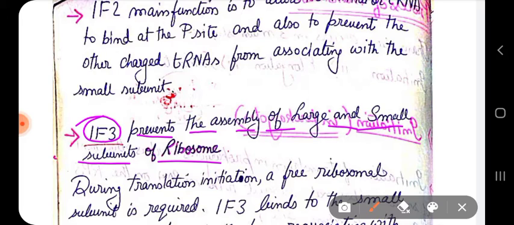So you can see here what IF3 does. It does not allow the large and small ribosomal subunits to come and bind. So it is needed for the initiation process, so that the initiation factors arrange themselves so that our initiator tRNA can bind to the P site. Then only IF3's job is over, and it goes off from the initiation complex, so that your large ribosomal subunit binds. Okay.